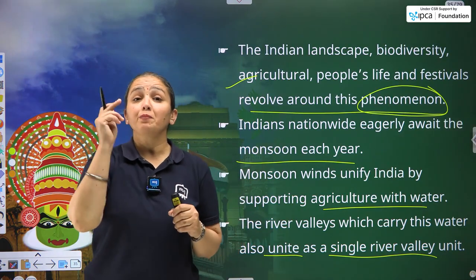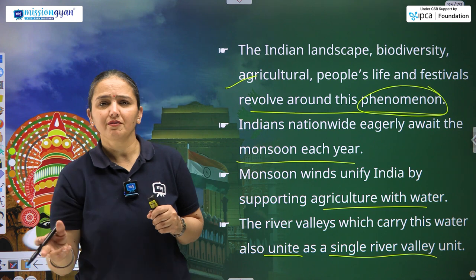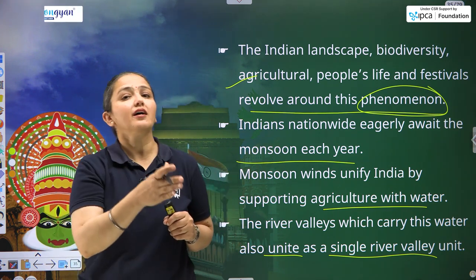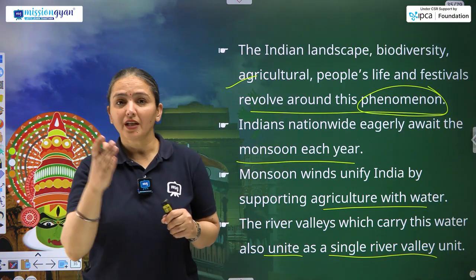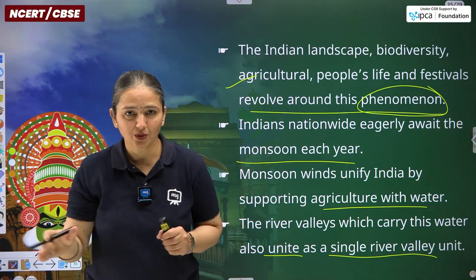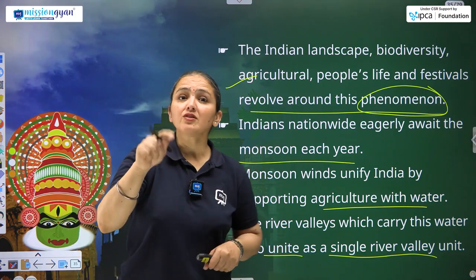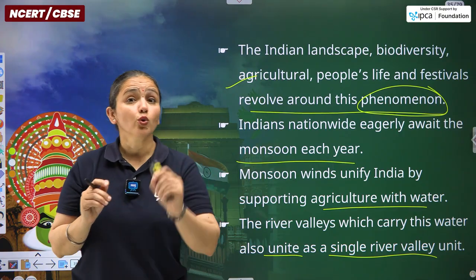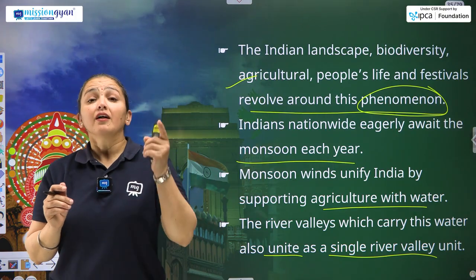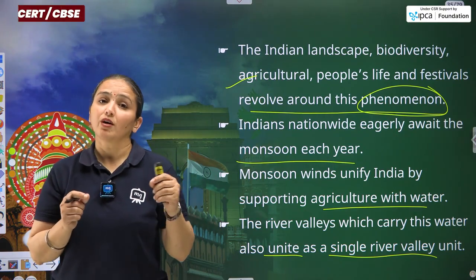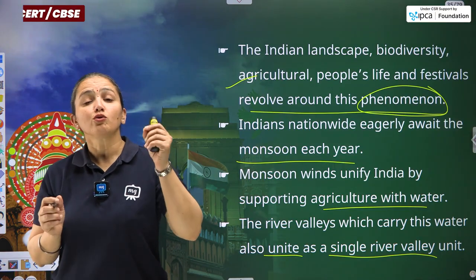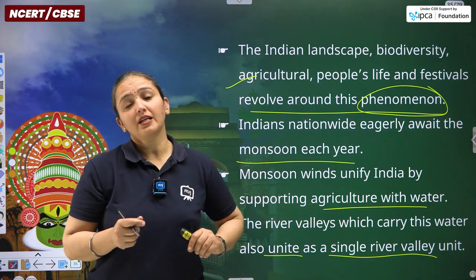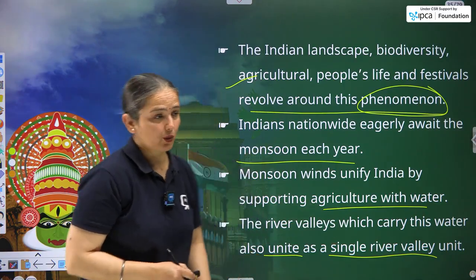Over there we discussed that the perennial rivers are actually the Himalayan rivers. Perennial means that they receive water throughout the year. They do give flow of water throughout the year. We are talking about peninsular rivers, the rivers that flow in the southern part of India. Those rivers are seasonal rivers. They receive the major amount of their water within this monsoon season itself. So we are talking about that part over here.